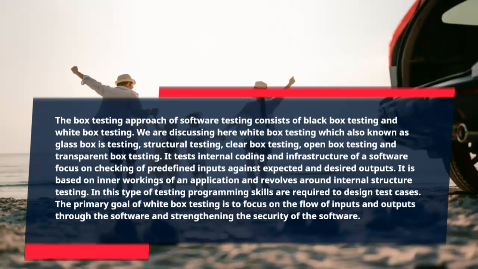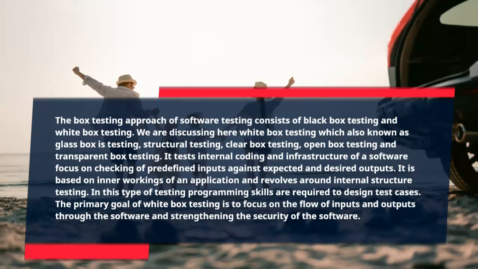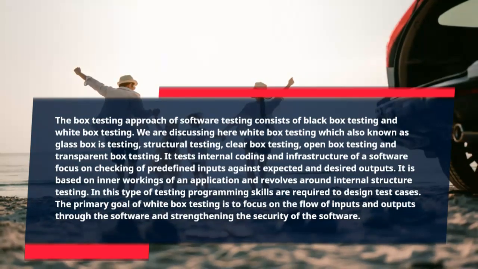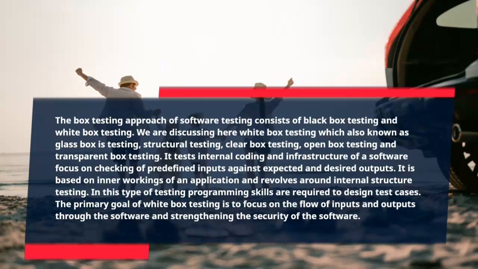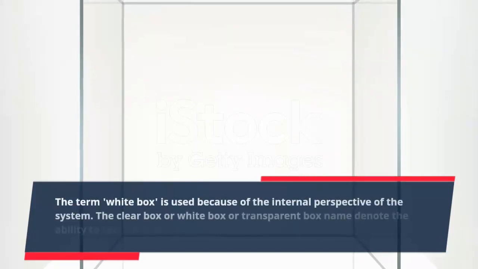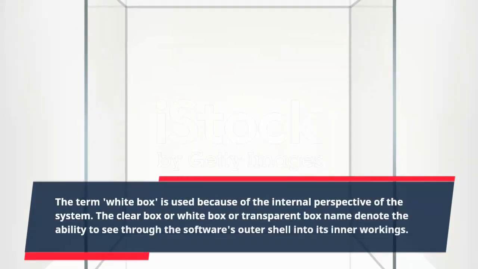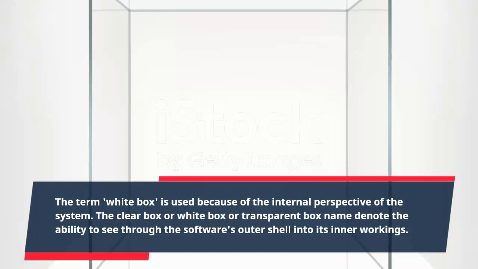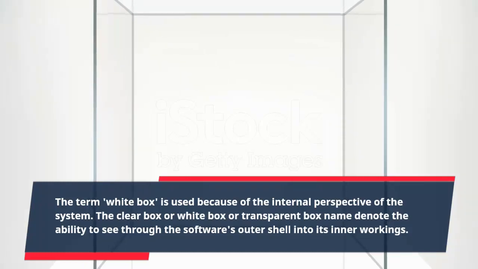The primary goal of white box testing is to focus on the flow of inputs and outputs through the software and strengthen the security of the software. The term white box is used because of the internal perspective of the system. The clear box, white box or transparent box name denotes the ability to see through the software's outer shell into its inner workings. Developers do white box testing.